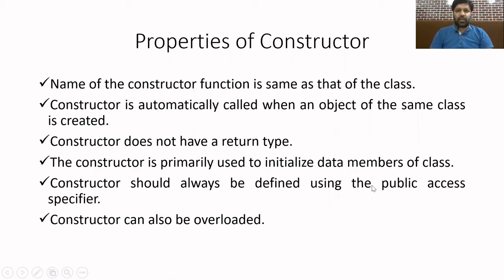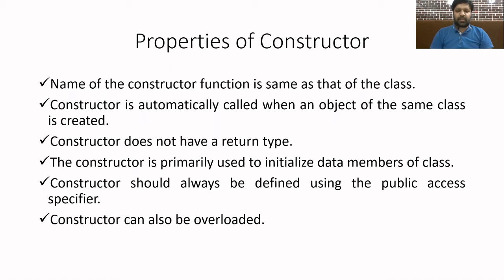What are the different properties of a constructor? Name of the constructor function is same as that of the class. So whatever the name of the class will be, the same name has to be provided for the constructor function. Constructor is automatically called when an object of the same class is created. Constructor does not have a return type, which means that a constructor does not return any value.